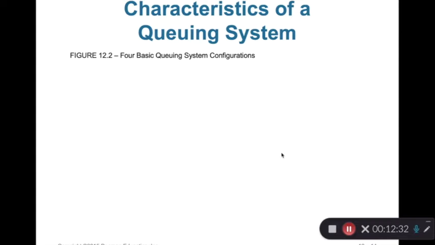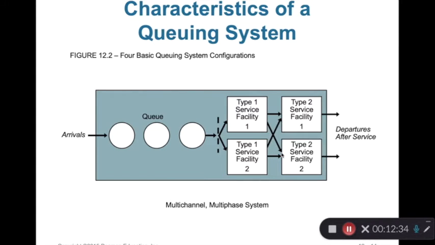Or we have the configuration of a queuing system like this. Arrivals enter the queuing system here. So they have the first phase and the second phase. This is very common in hospitals. The multi-channel, multi-phase system. In this chapter, we just focus on single channel, single phase system.